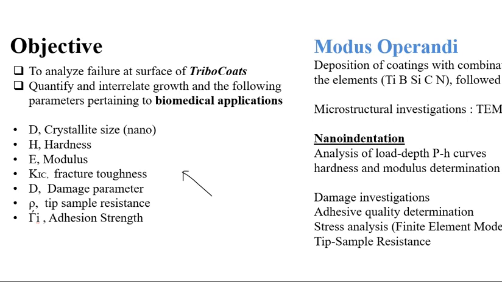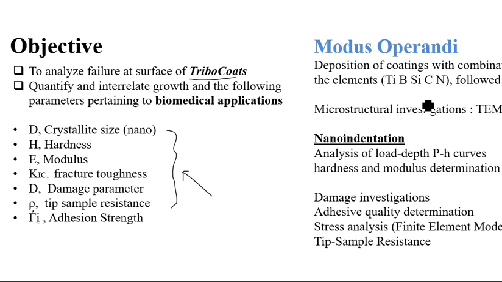What is our objective? Our objective is to analyze the failures at the surfaces of the tribo-coatings that have already been applied, and we are trying to interrelate the growth parameters. I mean, by growth parameters, we mean when the coatings are being applied and when they have finished, they will have certain properties. So basically, structure and mechanical properties, that's what we are aiming at.